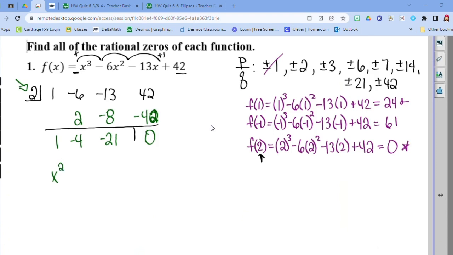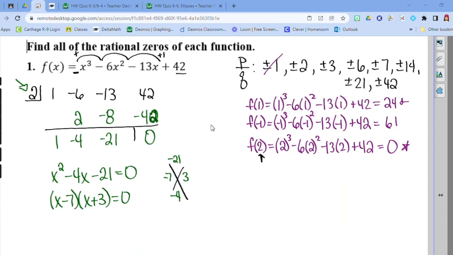So here we have x squared minus 4x minus 21. I can do one of two things. I can use the quadratic formula, or I can see if that's factorable. So I'm going to check for factoring. It needs to multiply to a negative 21, add to a negative 4. So we can get a negative 7 and a positive 3 out of that. Again, because that's 1x squared, I can make that x minus 7 and x plus 3 equals 0.